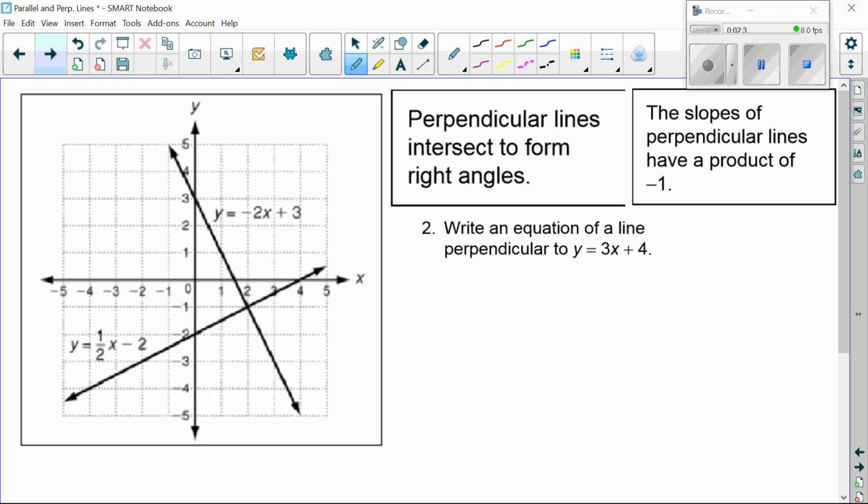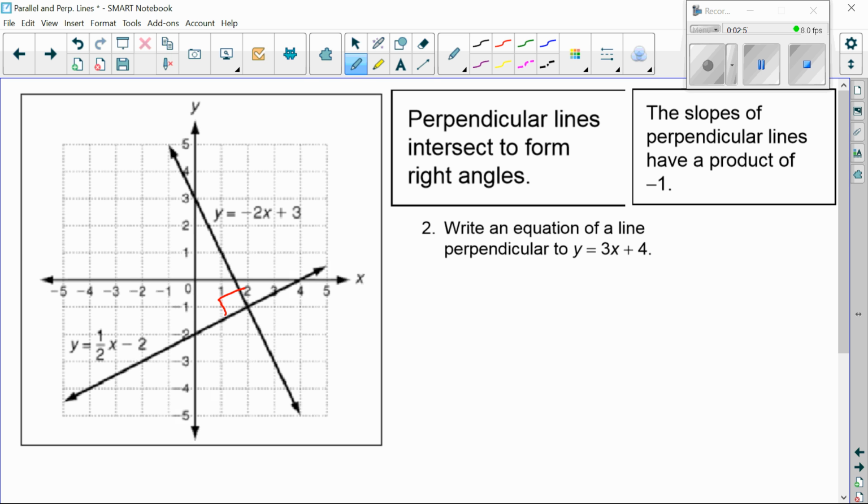So take a look at this first example here. You have y equals negative 2x plus 3. If you take the negative 2, put it over 1, and make it the opposite reciprocal, you get 1 over 2. And what happens is these 2 lines will cross and form a right angle, and that makes them perpendicular. So the slope of a line that's perpendicular is always the opposite reciprocal.